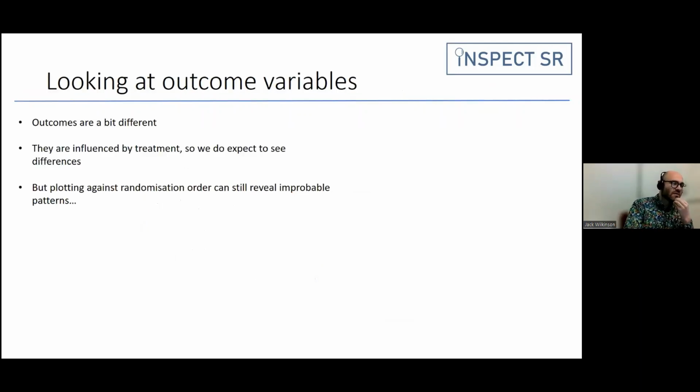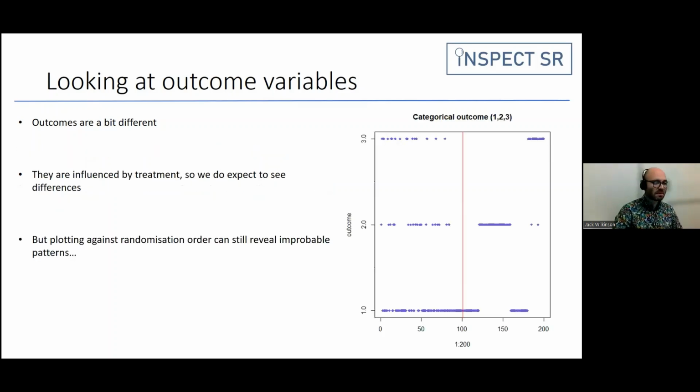We can also look at outcome variables. I've talked about baseline variables so far. Outcomes in a trial are a bit different, because they are influenced by treatments. So we do expect to see some differences. However, plotting them against randomization order or even just data set order can still reveal some improbable patterns. So here's an example.